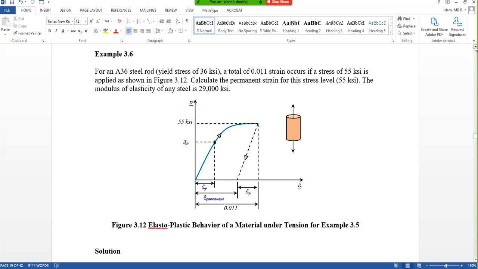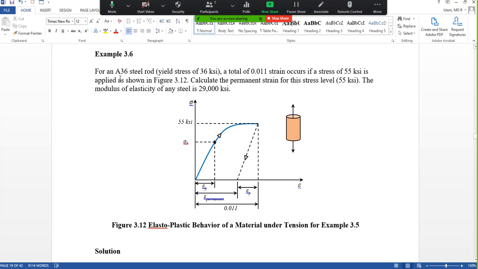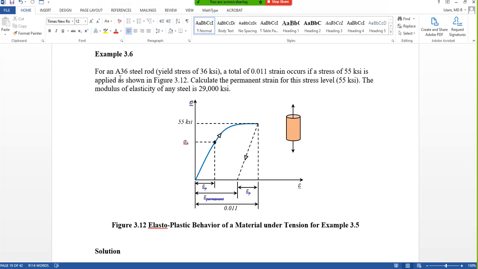This example, A36 steel rod. What is A36? A36 is just a name given by ASTM. The A doesn't have any specific meaning, but sometimes people say A means ASTM. No, not like this. There are B, C. So A36 is just a name given by AISC, American Institute of Steel Construction. That is a specification we use for steel design. Now for that steel rod, they already told us the yield stress of that material is 36 ksi.